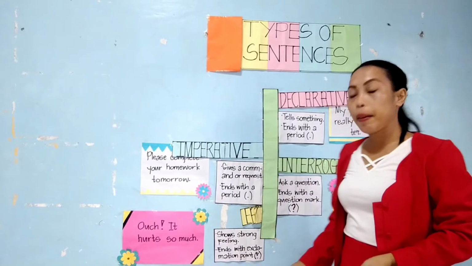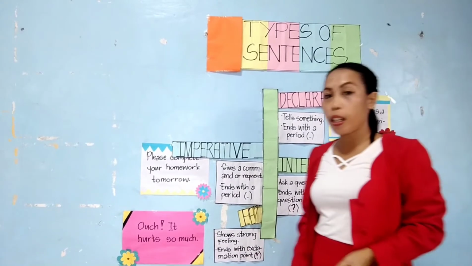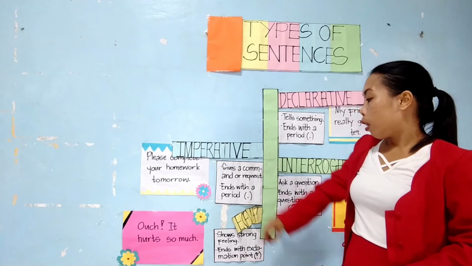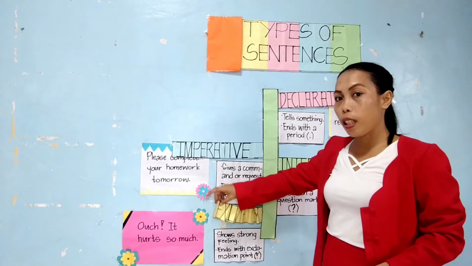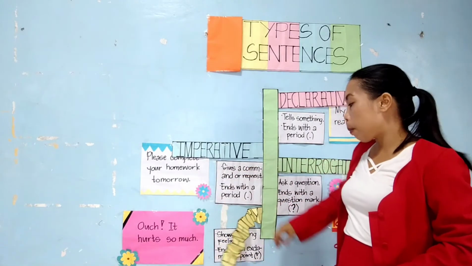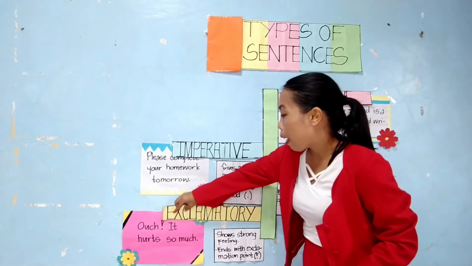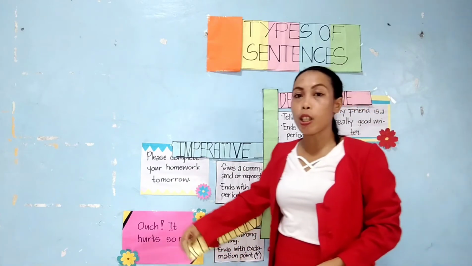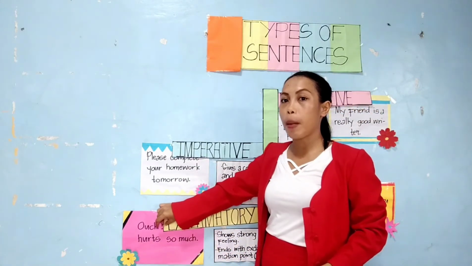It is called an exclamatory sentence because of the word ouch. Why is it called an exclamatory sentence? Because the meaning of an exclamatory sentence is a sentence that shows a strong feeling and ends with an exclamation point.